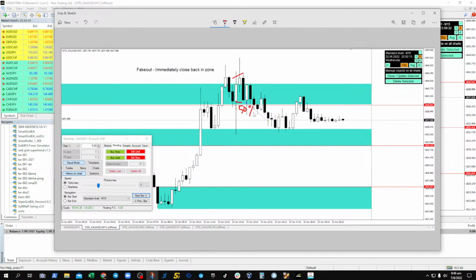50% of this. Buy here would be a better idea. TP here. This buy is a bad buy because it's at the supply zone. Yeah, you shouldn't look for buy here. Okay. Lesson learned.